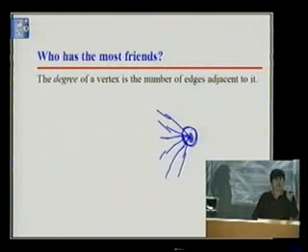Any questions? So a lot of these relationship things work out naturally to graph theoretic things. And learning to recognize it and talk the talk is an important part of walking the walk. Any questions? Okay. Good luck.